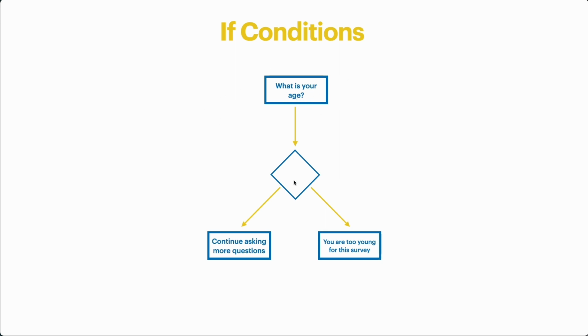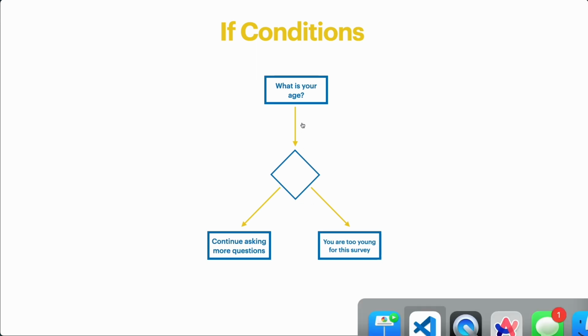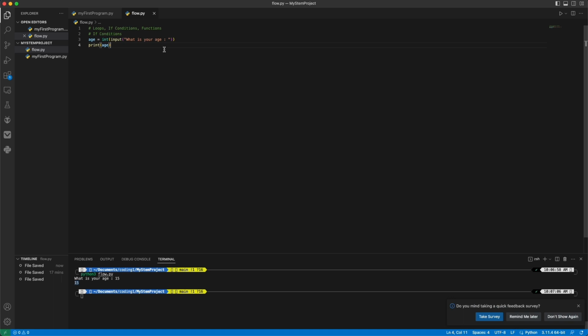Now the next thing our program has to do is decide whether to continue asking more questions or print out you're too young for this survey. So what we can do over here is use an if condition to decide. This is how if conditions work in Python. You're going to say if, then add some kind of condition, then add a colon, and under that colon, by adding a tab, you're going to write all the code you want to execute after if the condition is true.